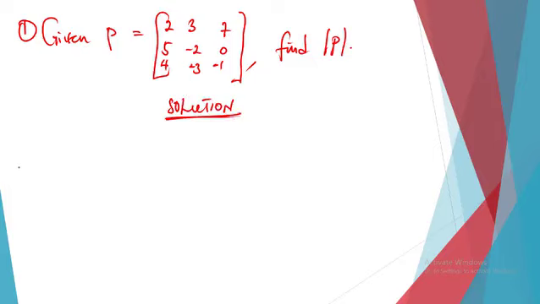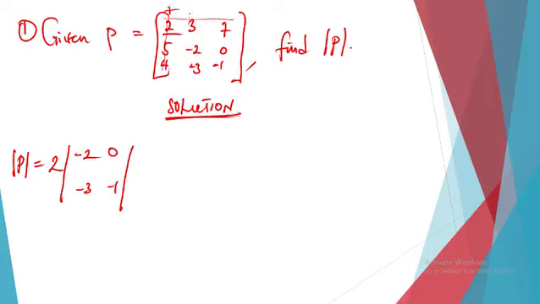So the determinant of P will be equal to, pick out the first number here, 2 into, you cancel the first row and the first column. What is left? Minus 2, 0, minus 3, and minus 1. And remember, this is plus, this is minus, and this is plus. Is that correct?